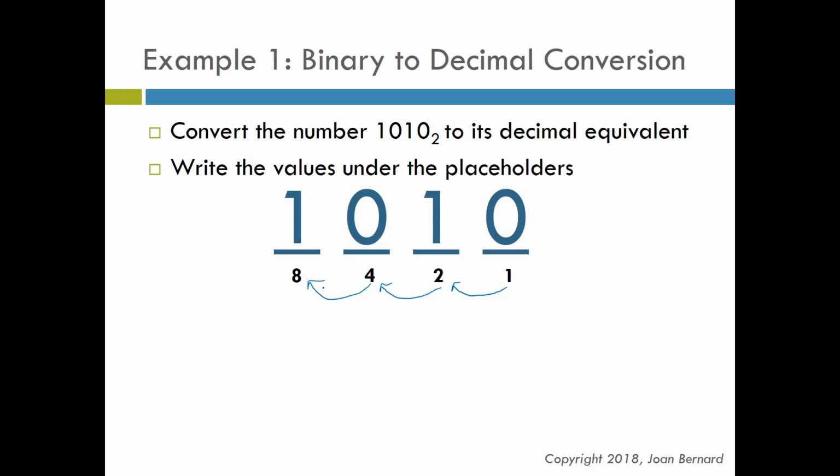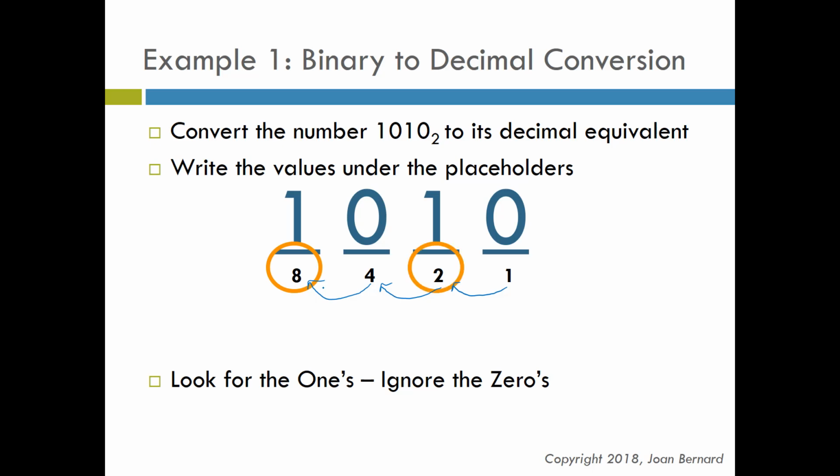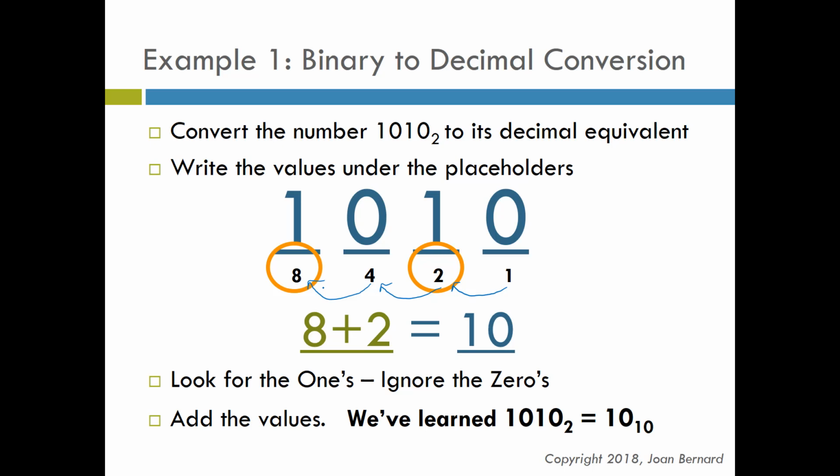Then the next step, after you write the values under the placeholders, is to look for the ones and ignore the zeros. By that, any place where there's a 1, pay attention to the values below it, and the zeros you can just ignore. Then we take those two numbers, in this case the 8 and the 2, and we add them together, and that gives us our decimal equivalent. So what that means is that this binary number, 1010, is equal to 10 in base 10.